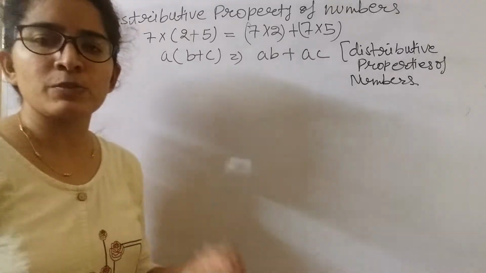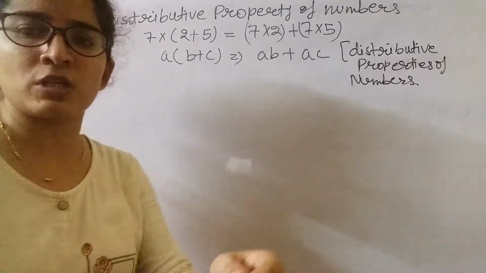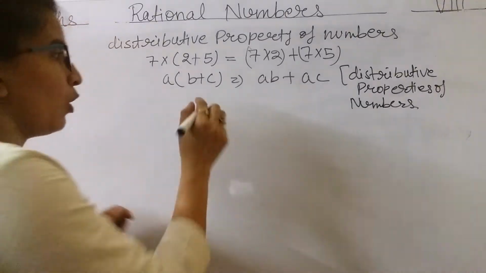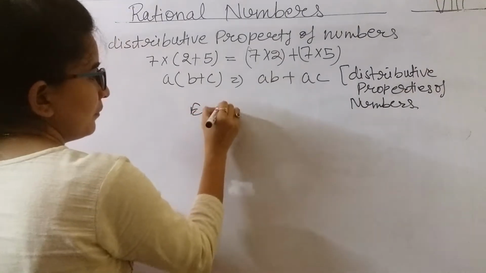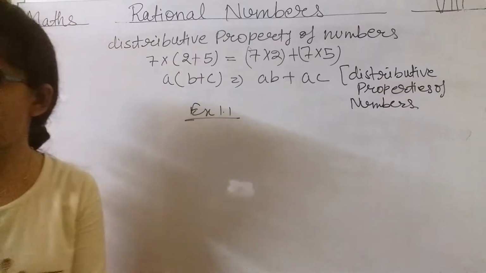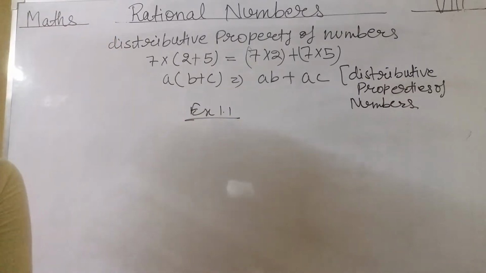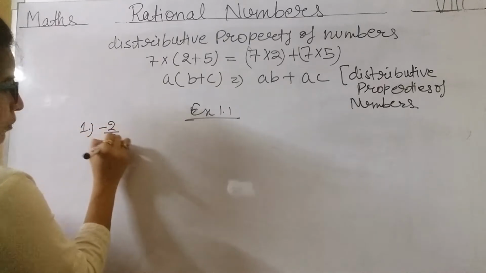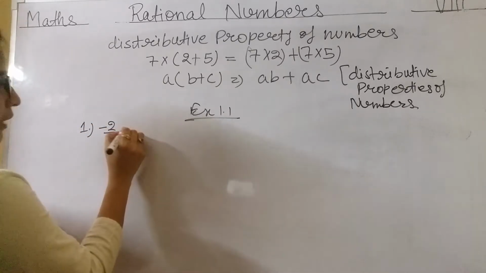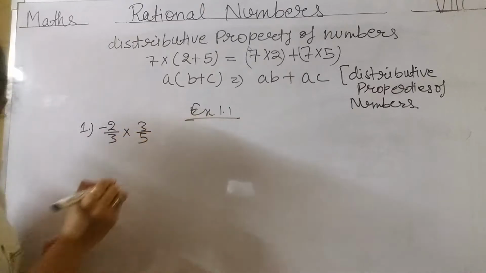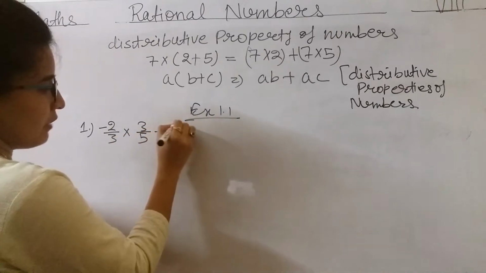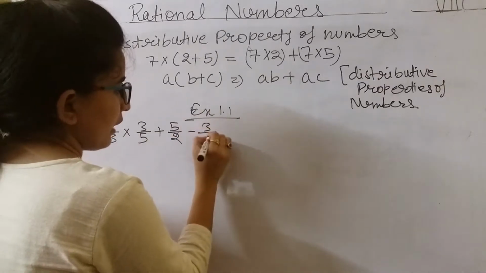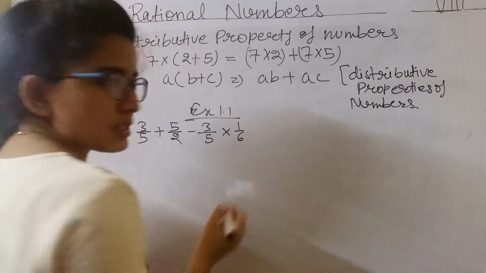So on the basis of these properties, we have to solve the very first question of exercise 1.1. The first question is minus 2 upon 3 into 3 upon 5 plus 5 upon 2 minus 3 upon 5 into 1 upon 6.